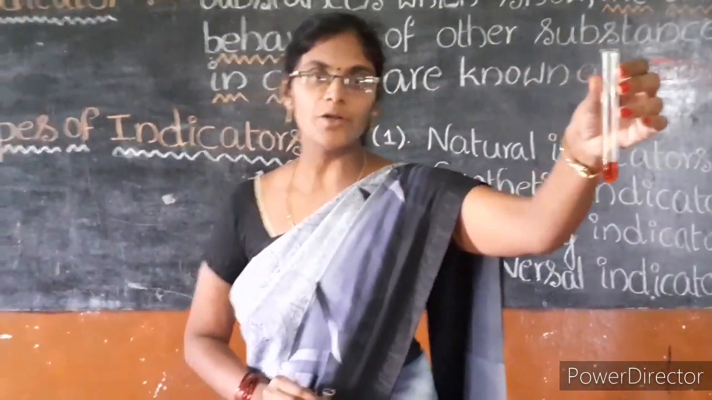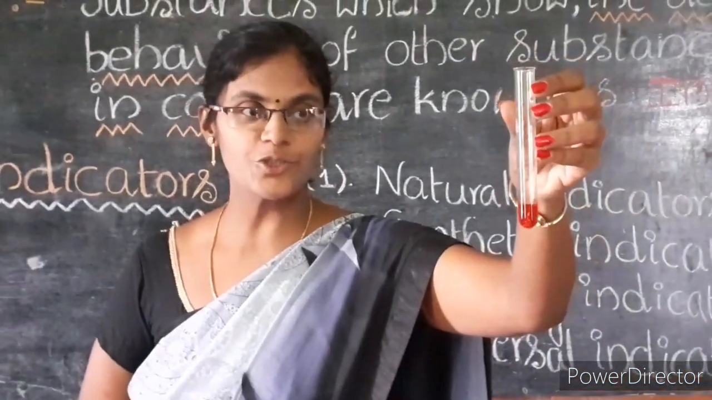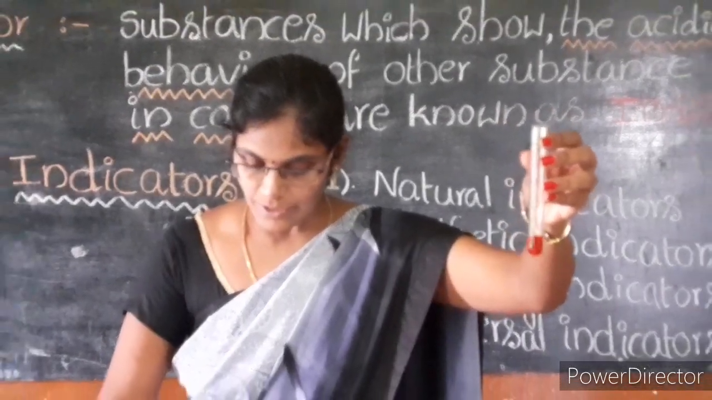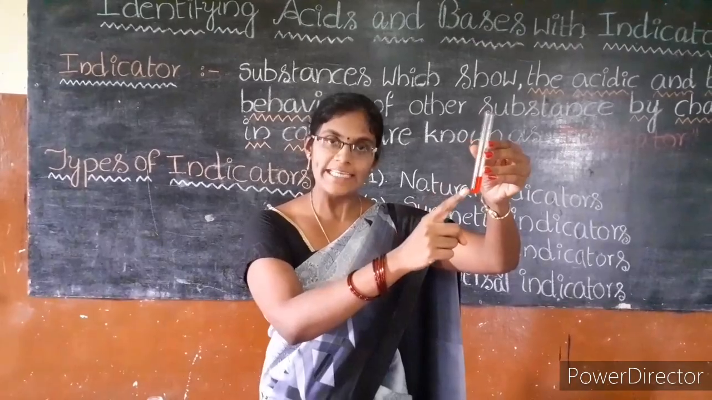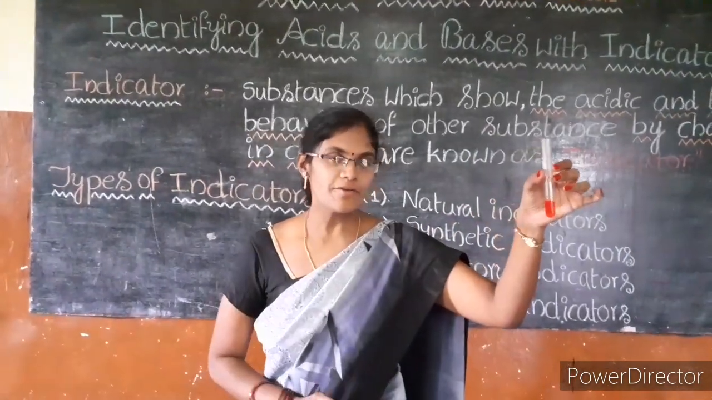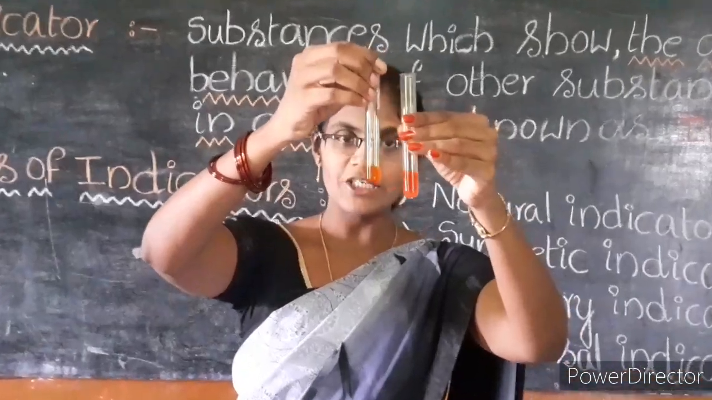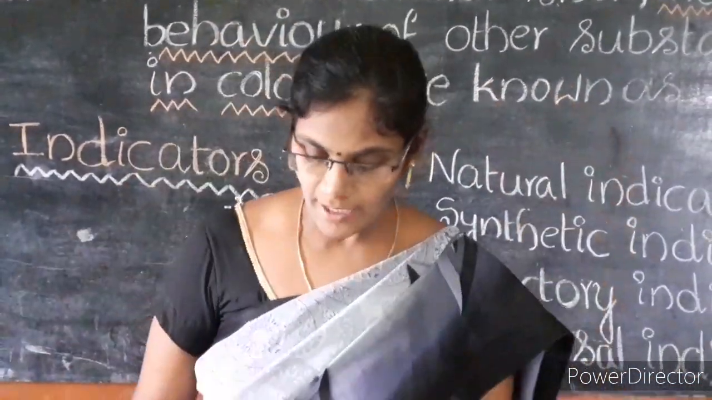Children, can you observe any change in the color? Yes, the color changes into red. So by this what we understood? Methyl orange changes its color to red with acids, and you can check the variation of the color. This is orange in color and this is red in color.